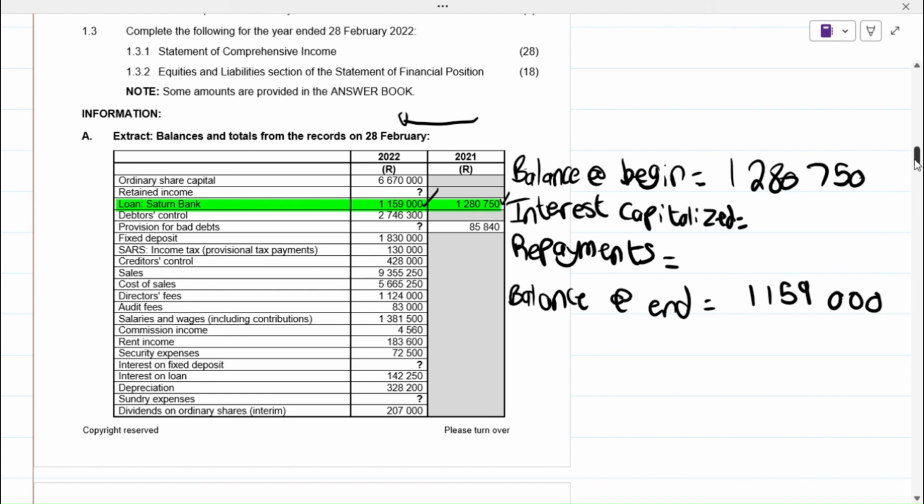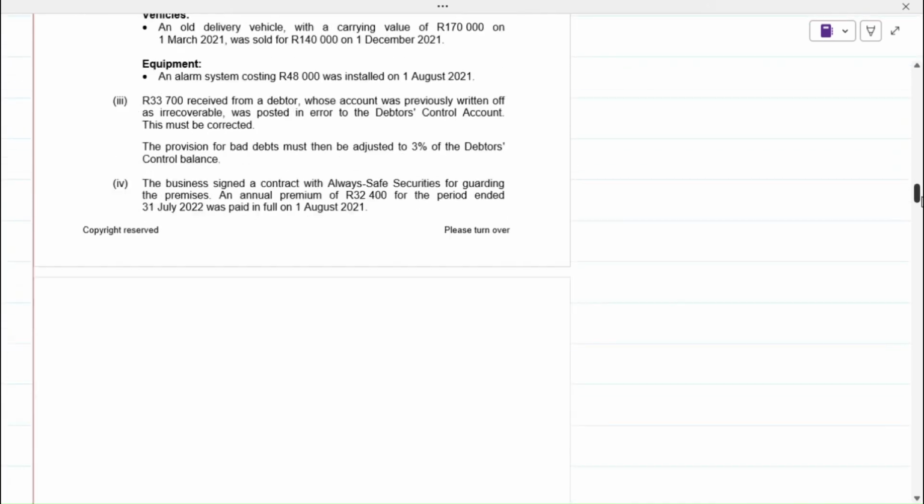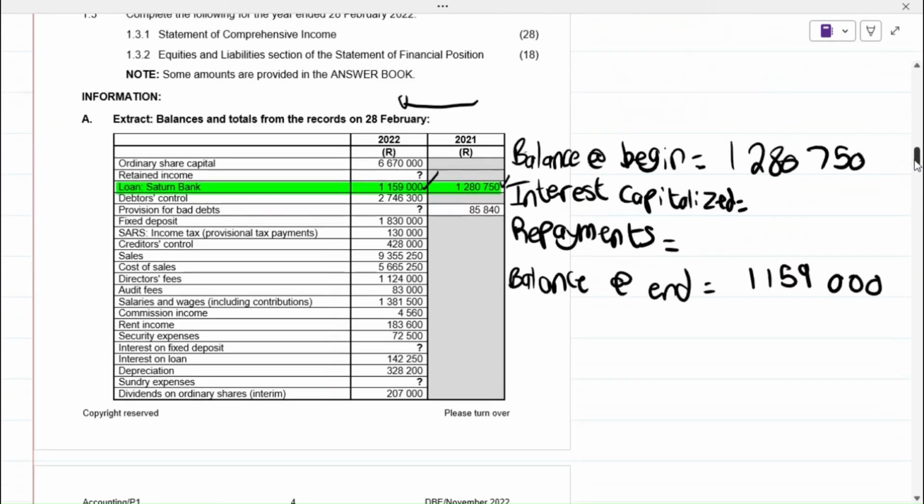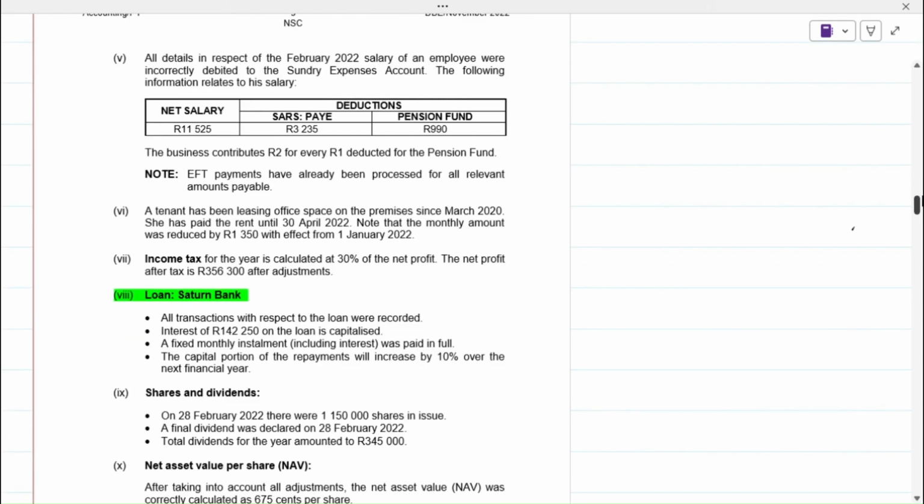So okay, we also have now adjustments, right, regarding the loan. But before I even go there, my balance was 1,280,750 at the beginning of my financial year. Then at the end, it is now 1,159,000. So it has decreased. That means I've made repayments, right? So we are basically going to have to account for that, either interest capitalized or repayments. And as I said, it's based on what you are given. So let's see.